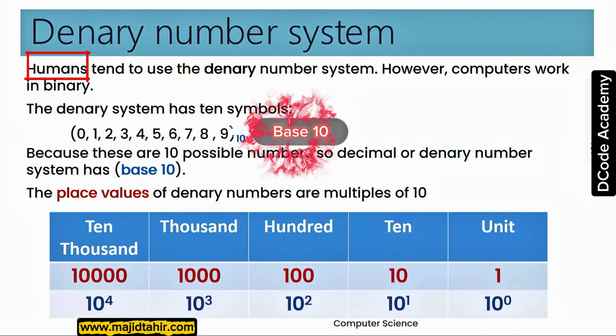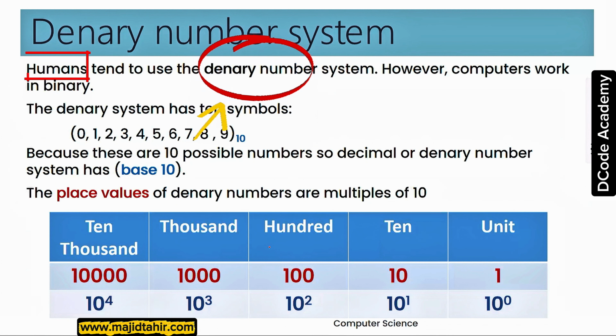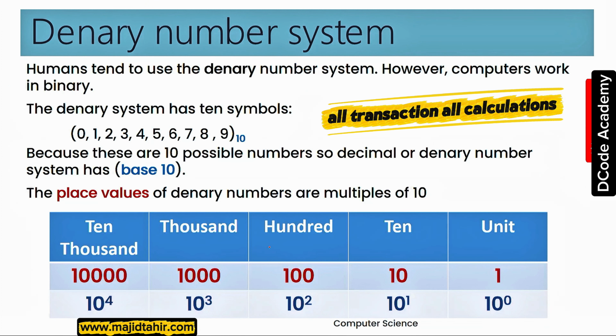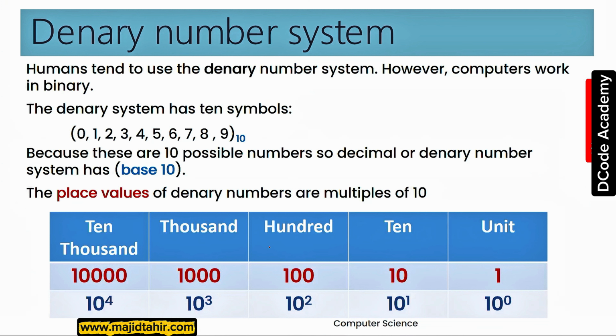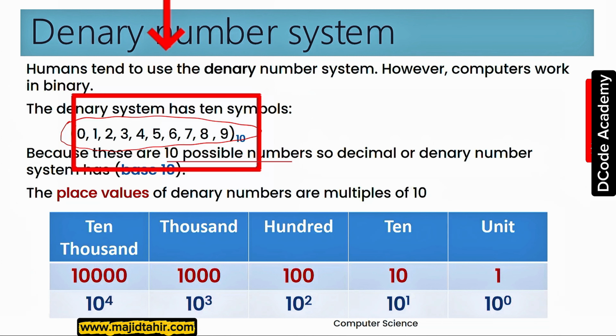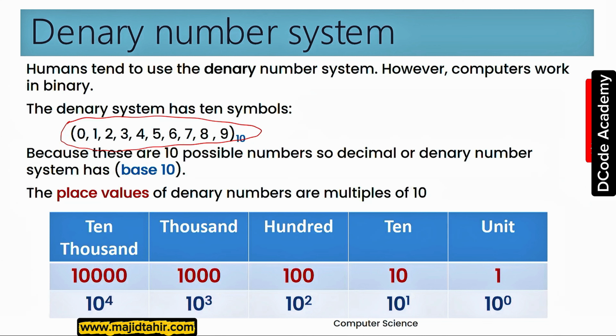Basically, we humans work on the decimal number system. So what is the decimal number system? We do all the transactions, calculations, everything, whatever we do, in the decimal number system. The possibilities are 0, 1, 2, 3, 4, 5, 6, 7, 8, 9. That's it. Any number that you can think of is going to be between these possibilities from 0 till 9.